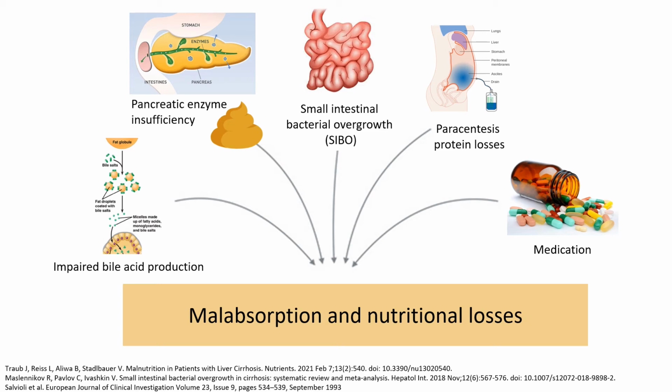When people have paracentesis, there's a net loss of protein of about 6 grams for every litre of ascites drained, and that's accounting for the protein that's replaced with human albumin solution. And then things like medications can have an impact as well. So lactulose, diuretics, rifaximin and cholestyramine, they can all contribute to malabsorption of nutrients.